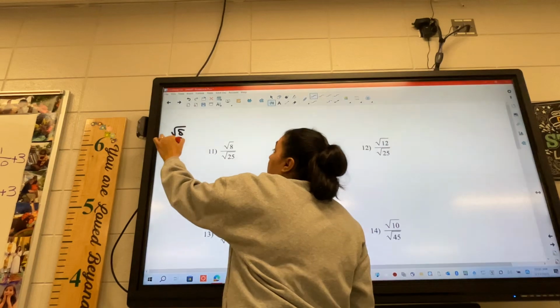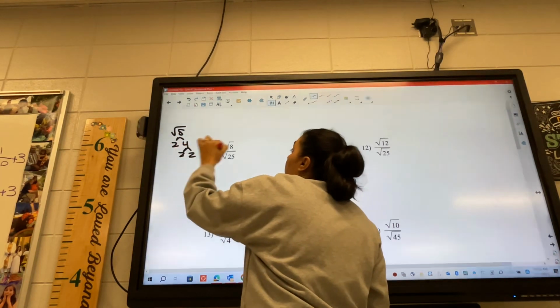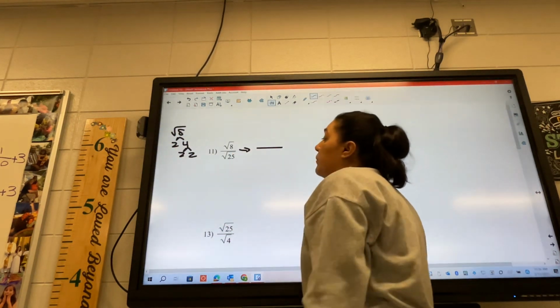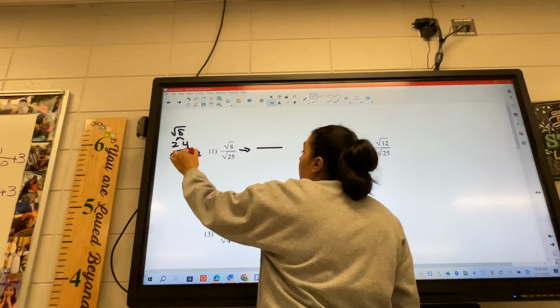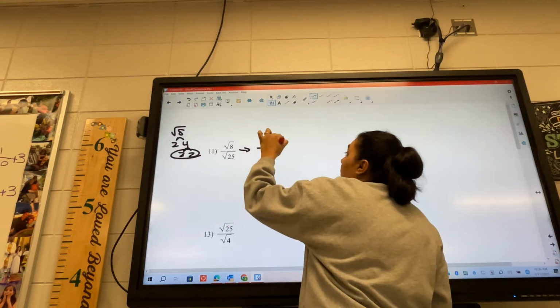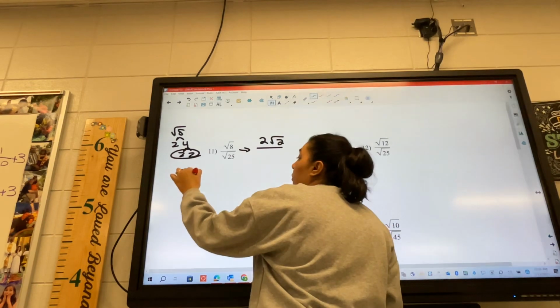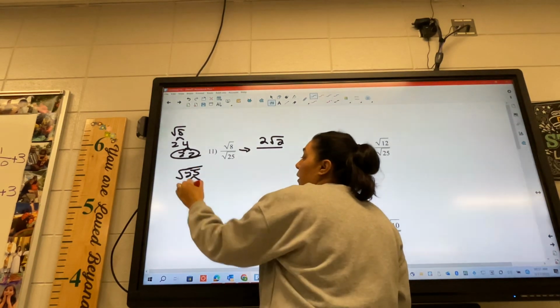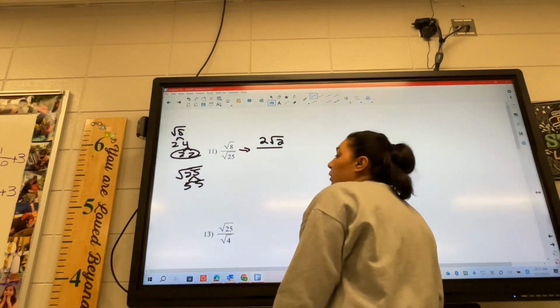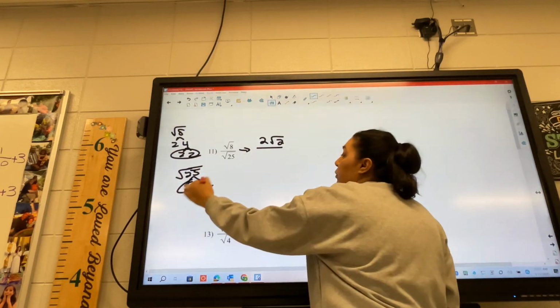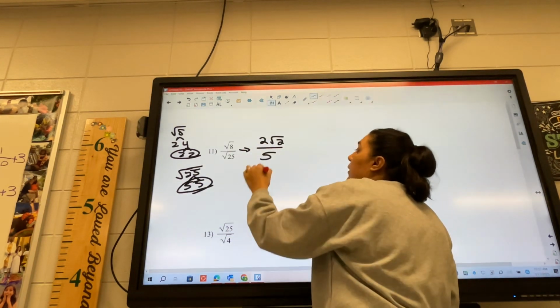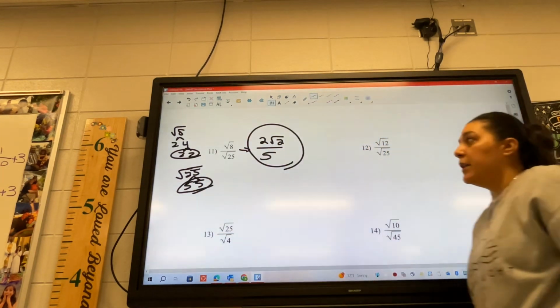So 8 is going to be 2, 4, 2, 2. So who can go? 1 group of 2s. Who can't go? A 2. Okay, 25 is going to become 5 and 5. So who can go? One group of 5s. Who can't go? Nobody. Okay, so that means everybody can go.